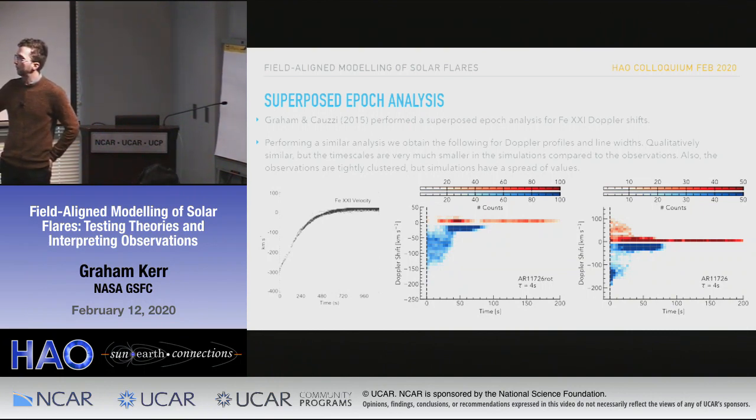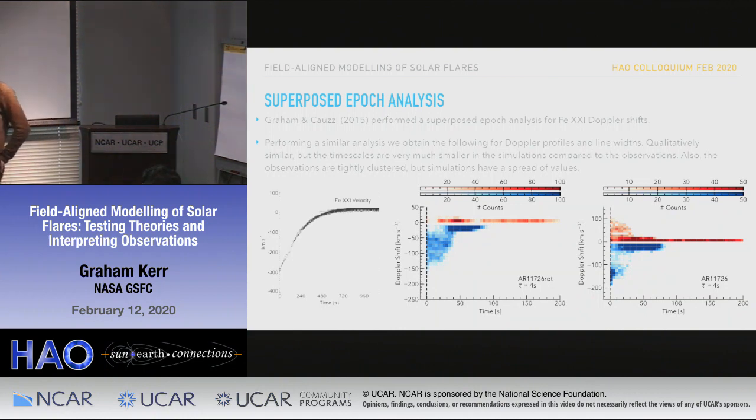Okay. So we can see from this that the iron 21 line in this flare started off very broad, blueshifted, and over a period of a few hundred seconds moved back to rest in a very ordered fashion. There's not much spread in this main population. There's a second population that I'm not entirely sure we know what causes.